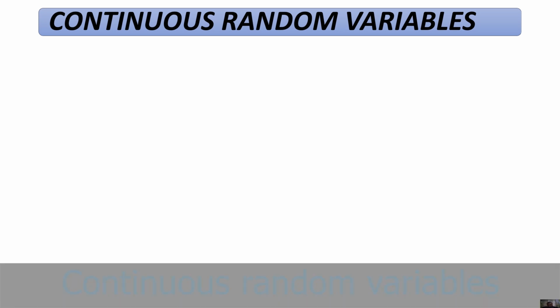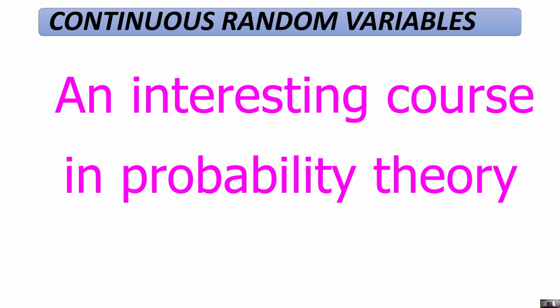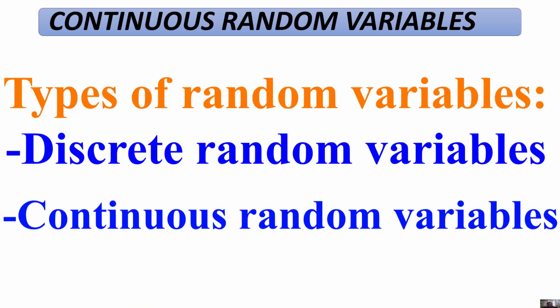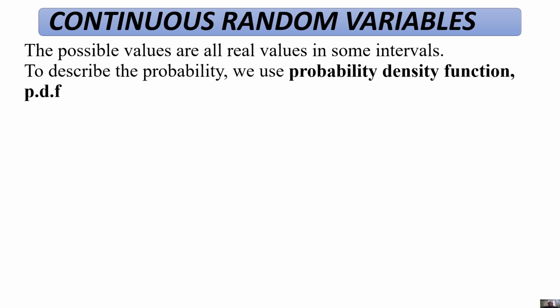Today we're going to learn about continuous random variables. It is an interesting course in probability theory. You know that there are two types of random variables: discrete random variables and continuous random variables. Let's learn about continuous random variables. For continuous random variables, the possible values are real values in some intervals. And to describe the probability, we use the probability density function, abbreviated as PDF.